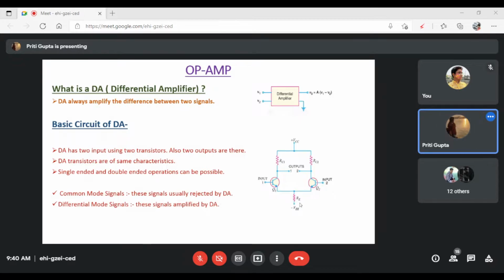In the next point, write down: as the transistors Q1 and Q2 are identical, the collector resistors RC1 and RC2 will also be identical or of the same value.